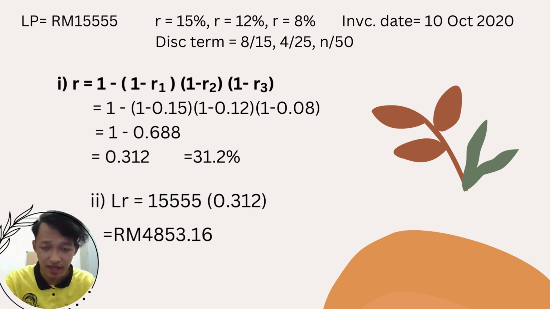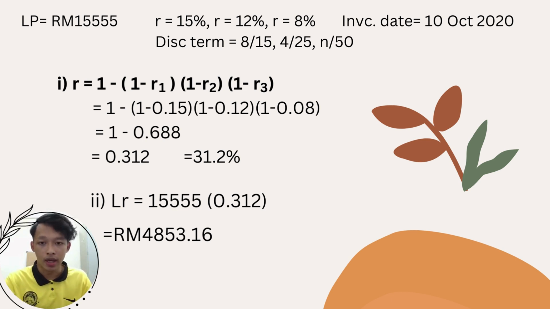For question number 1, we use the formula R = 1 - (1 - R1)(1 - R2)(1 - R3), and you need to substitute the rates from above. You can see here, 1 - (1 - 0.50)(1 - 0.12)(1 - 0.08), and it becomes 1 - 0.688. So the answer is 0.312, or you can write it as 31.2%.